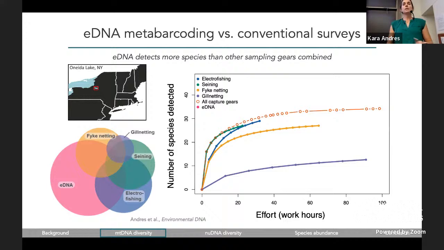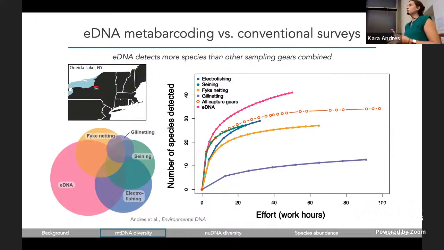What I'm showing in the orange is the number of species detected for any amount of effort with all of those traditional sampling gears combined. With environmental DNA, you can really see when we add that in there, it rapidly outperforms any of those gears. And in fact, it detects more species than all of those gears combined, 11 more species than all of those gears combined, and it does that more efficiently.